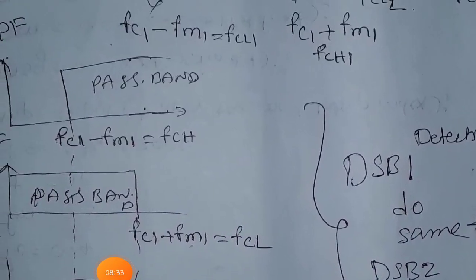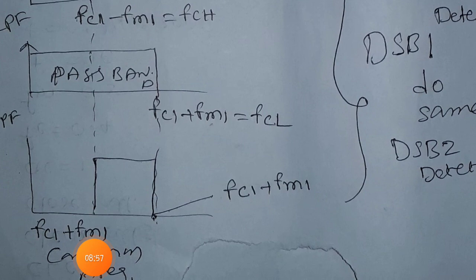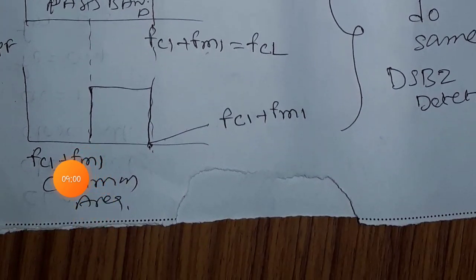So in the program we are taking a Butterworth high pass filter and low pass filter, with the HPF cutoff frequency FC1 minus FM1 and the LPF cutoff frequency FC1 plus FM1. By taking these two, HPF and LPF, we obtain a band pass filter with this limit. So this is the spectrum range of the DSB-SC1.